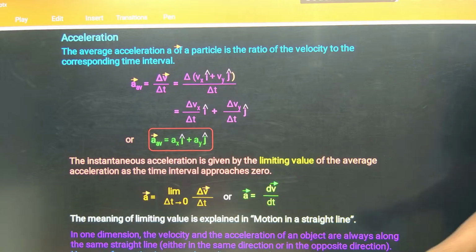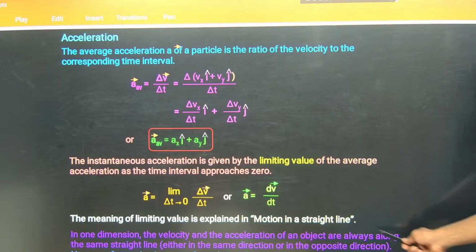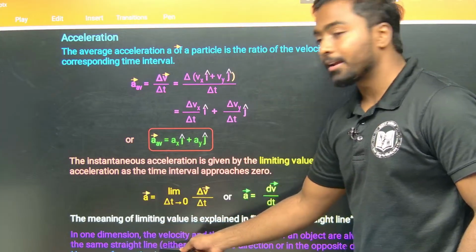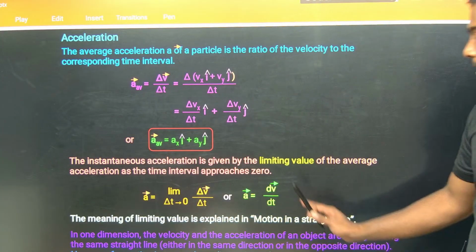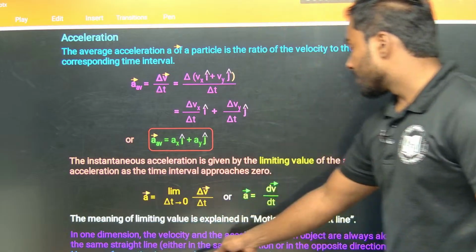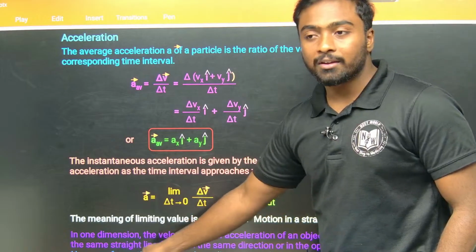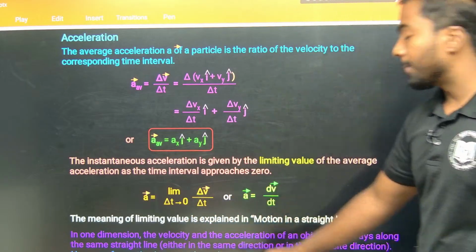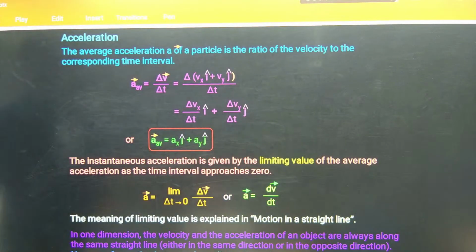So here is the point. In one dimension, the velocity and the acceleration of an object are always along the same straight line, either in the same direction or in the opposite direction. But for a motion in 2 or 3 dimensions, they may have any angle between 0 to 180 degree between them. This is the main important point. Note that point. Here for 2 dimensional.